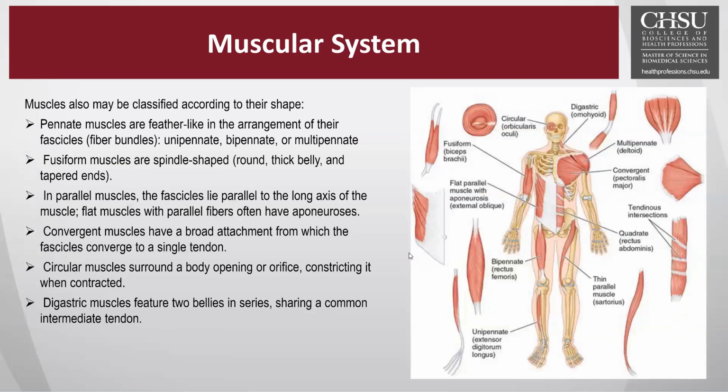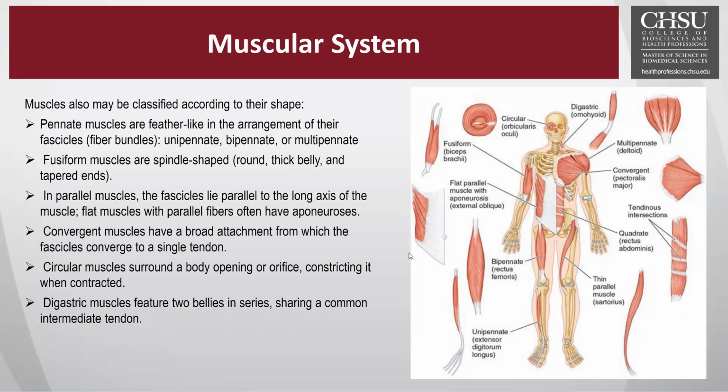Looking at, again, the nomenclature, muscles can be named according to their shape, size, actions, functions, location. Pennate muscles are going to be feather-like muscles that kind of fan out. They can be unipennate, bipennate, or multipennate, depending on the number of heads. Fusiform muscles are going to be spindle-shaped, and they're going to have tapered ends. We'll talk about some of those examples.